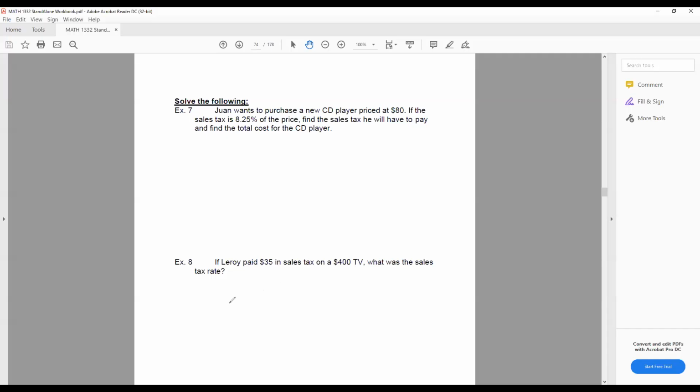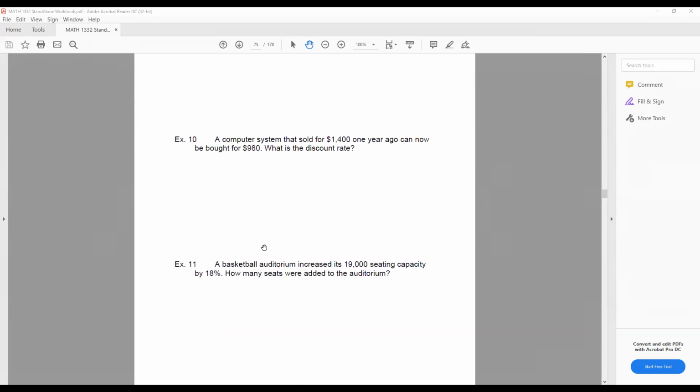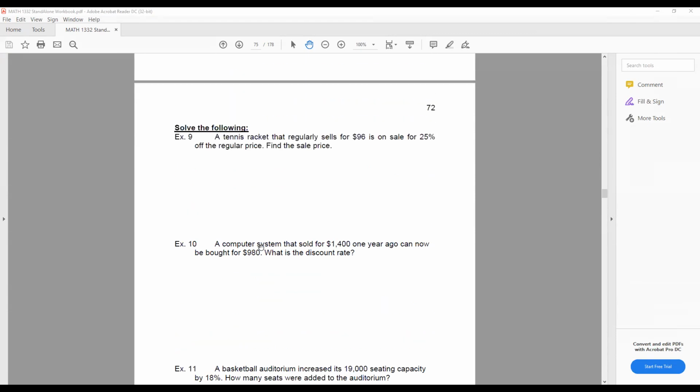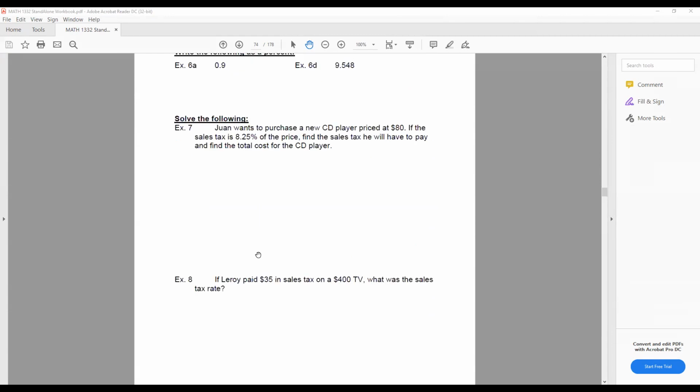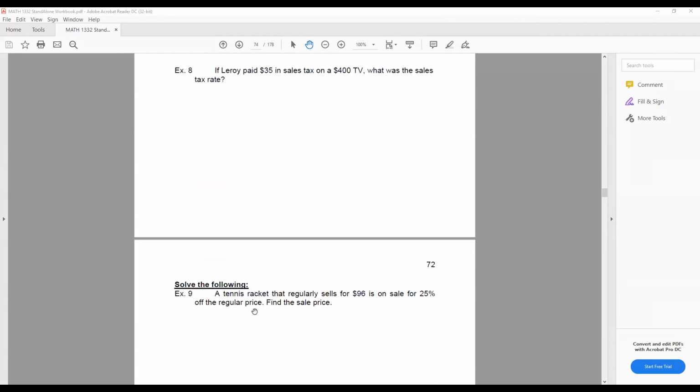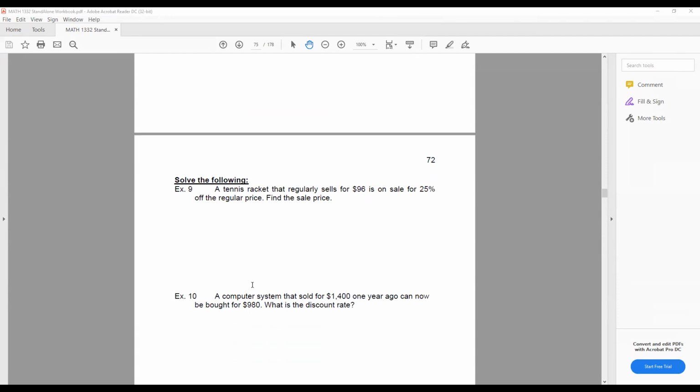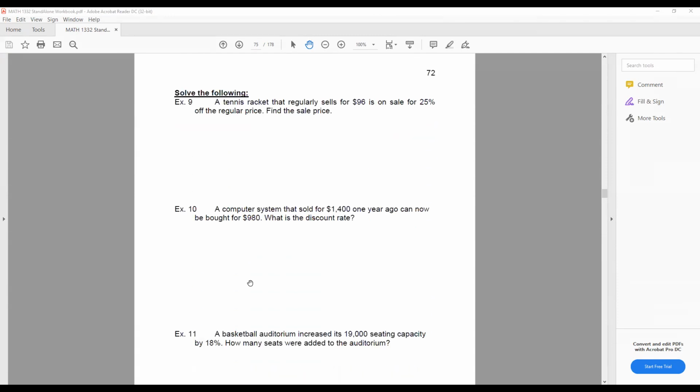So that was the rate, 8.75. So let's move on to discounts and increases. Example 9, a tennis racket regularly sells for $96. It is on sale for 25% off. What is the new price?